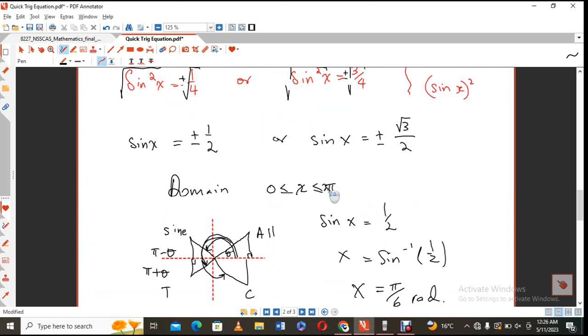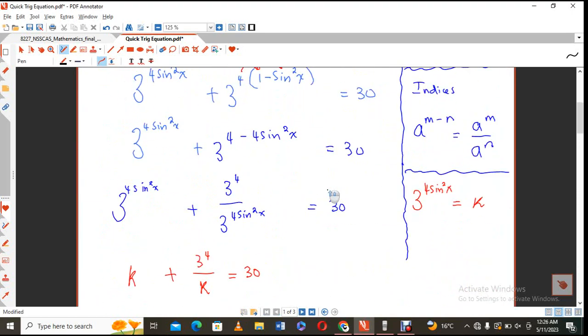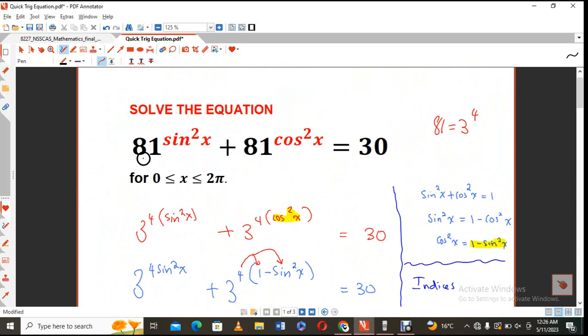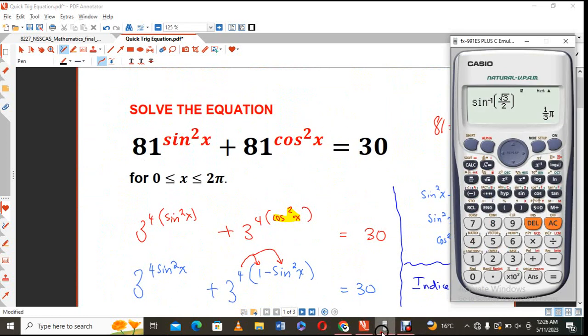Let's take one solution and see. I'm going to take 81 just to test, and raise that to the power of sine squared x. The angle I'm going to use is pi over 6. So I want pi radians, pi over 6. Let's close the bracket.